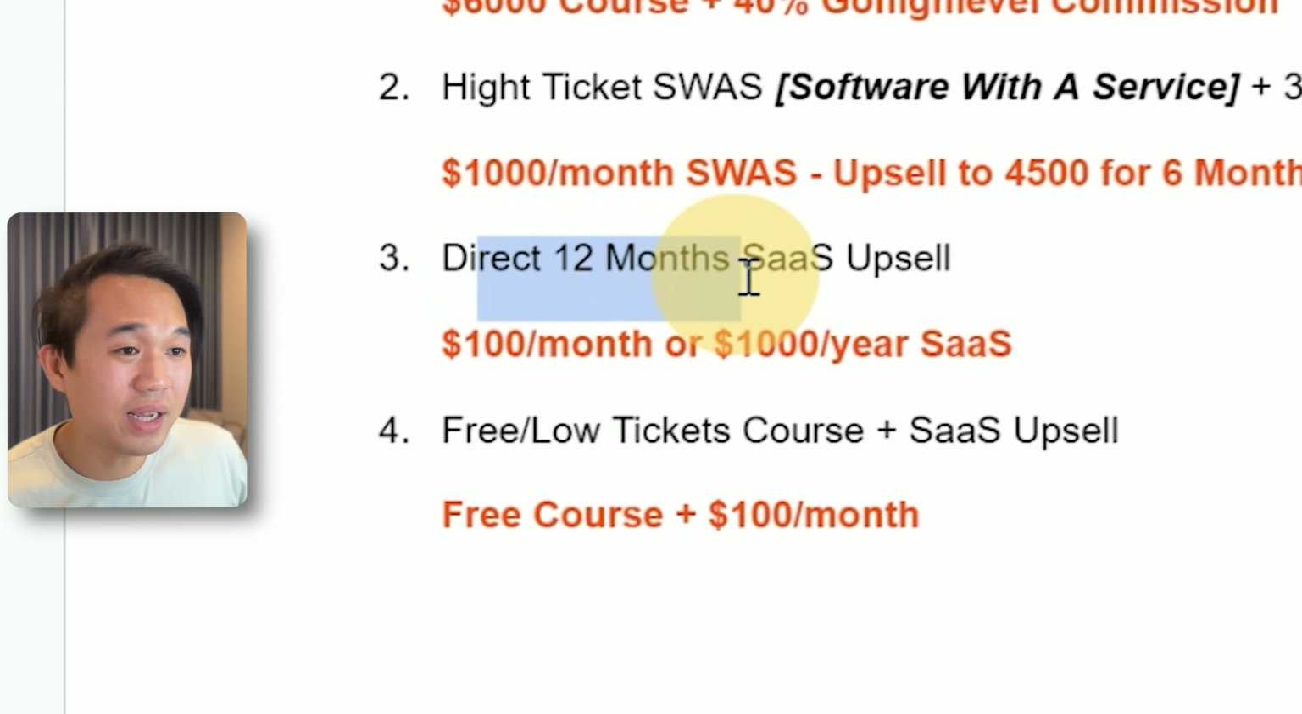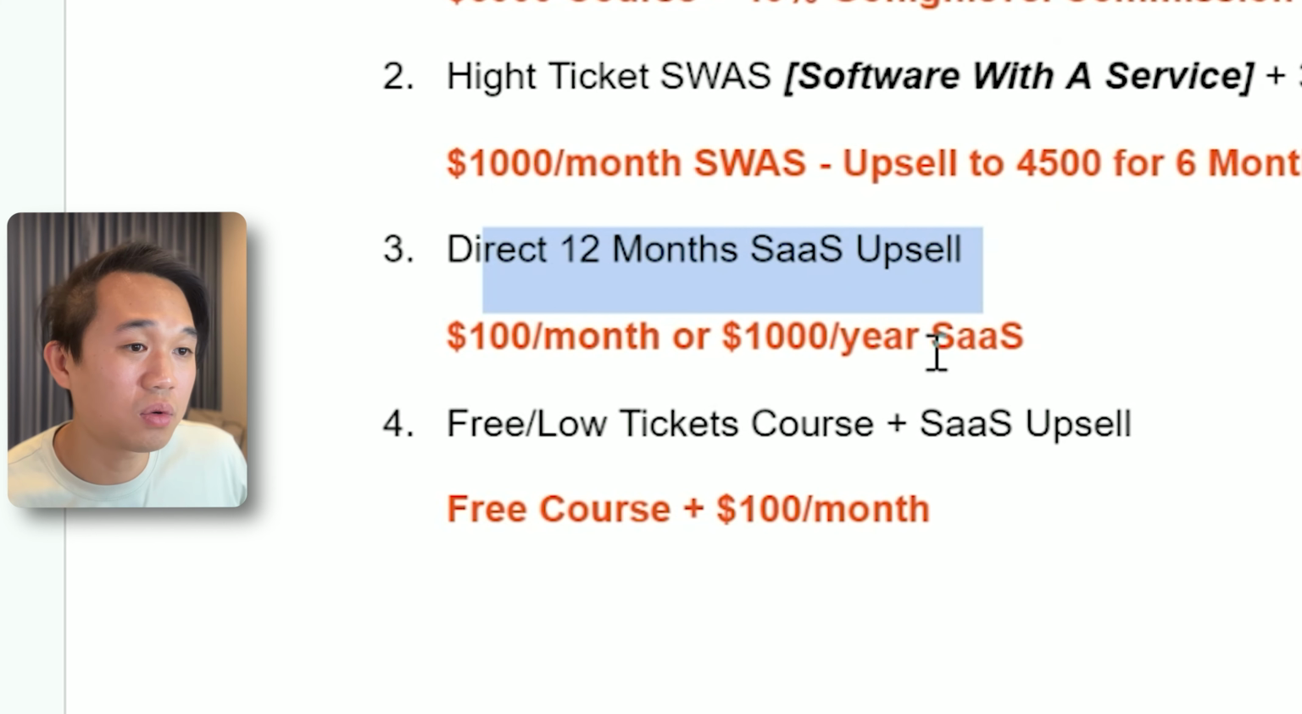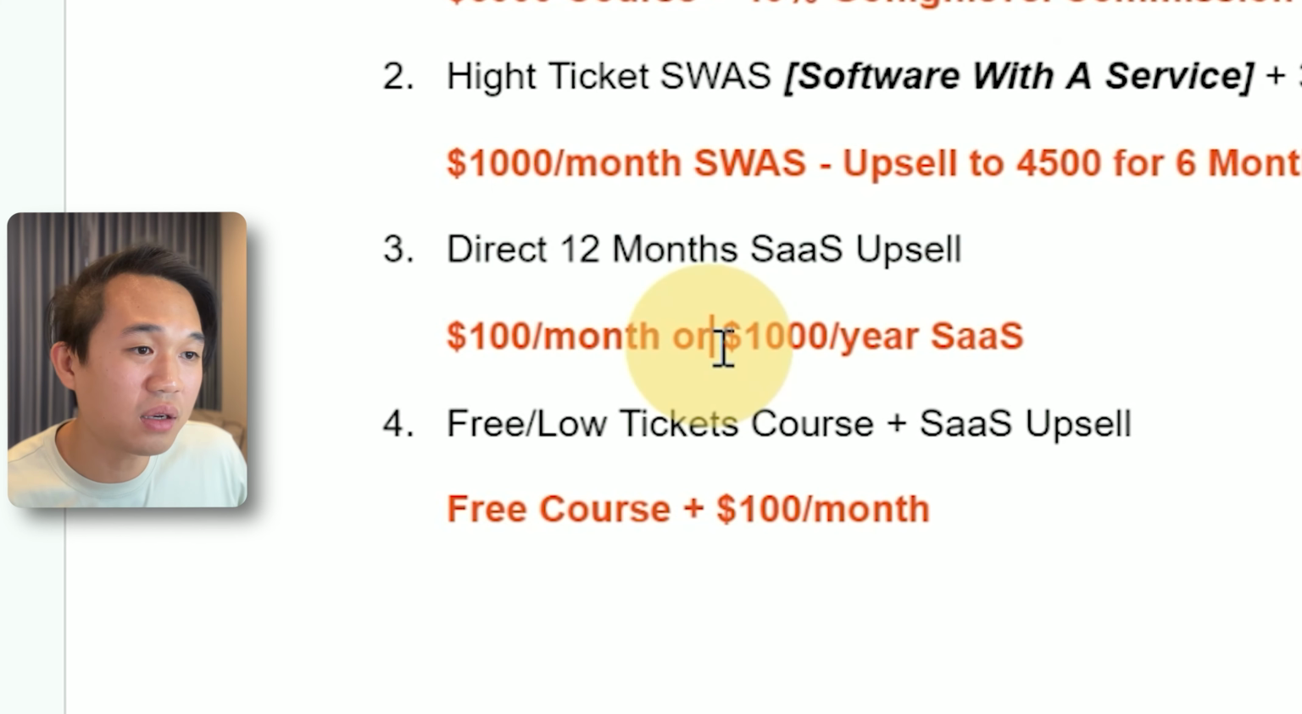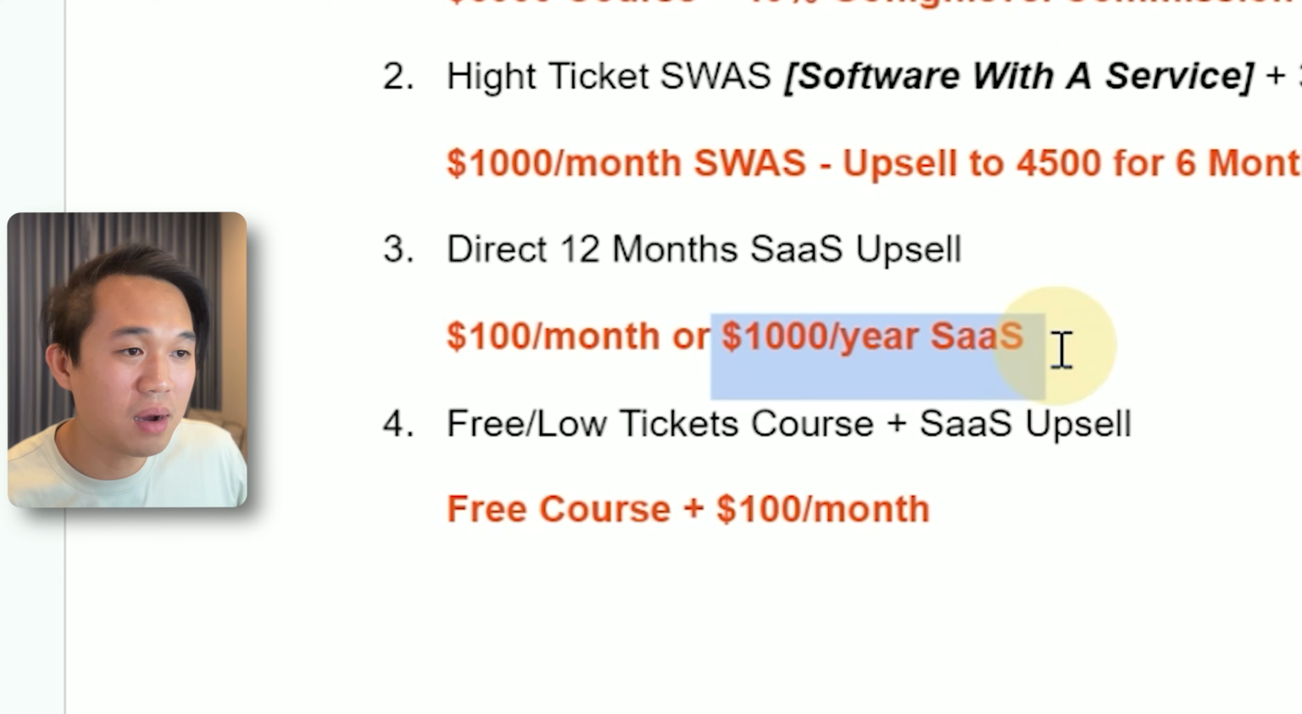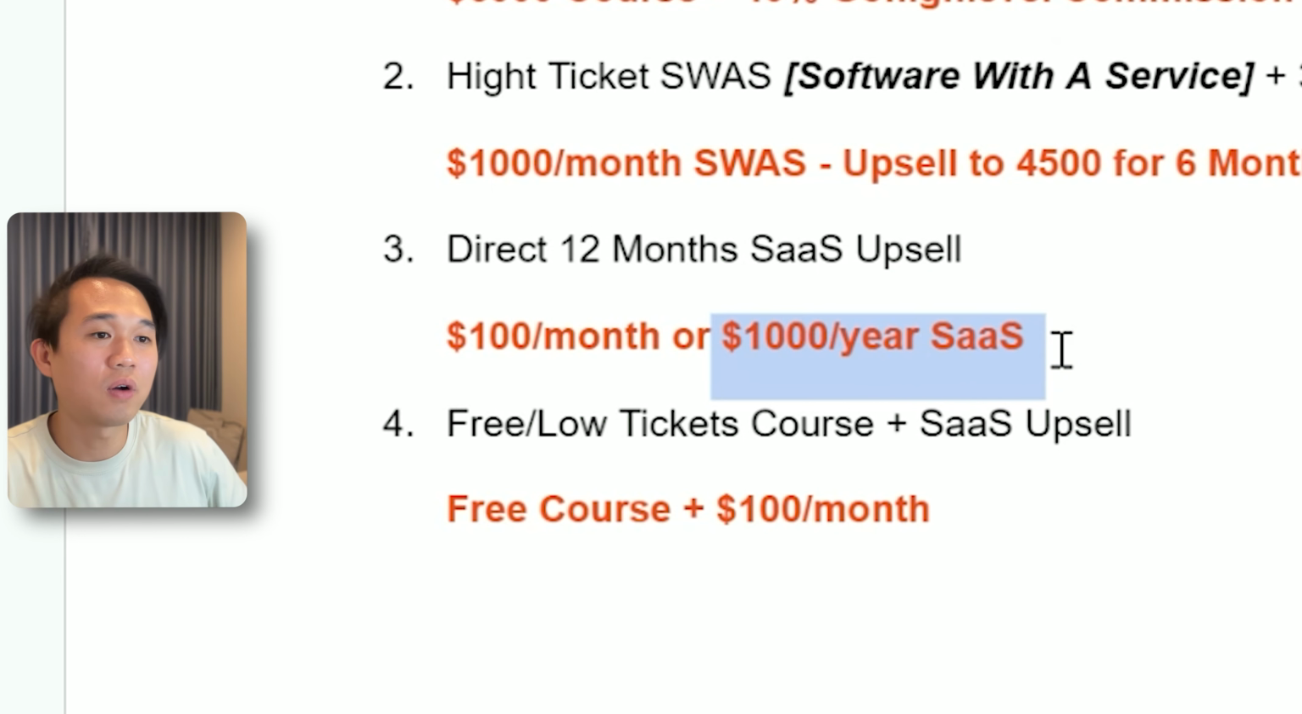So option number 3 is just a direct 12-month sale. So instead of selling $100 per month, you just sell $1,000 per month of software plus service, all right?